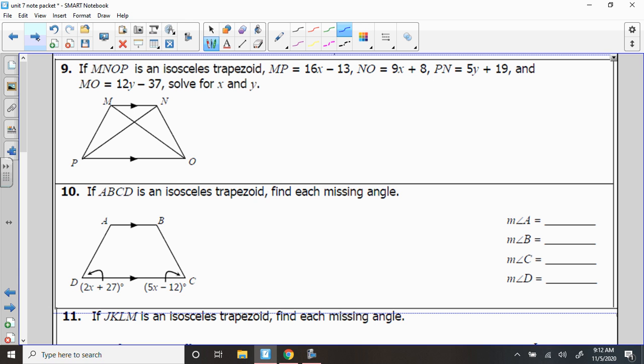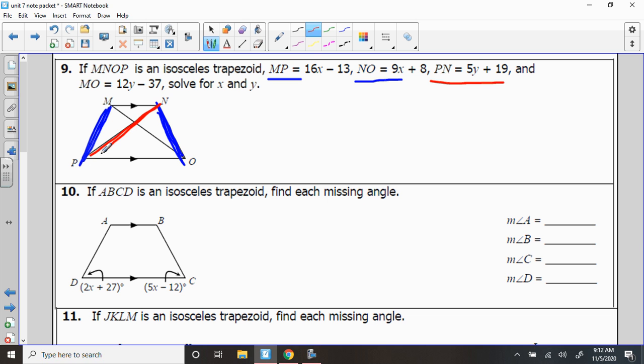All right, number 9. MP, that's a side or a leg, okay? That's our first one. I'm going to mark that in blue. NO, I'm also going to mark that in blue because they are equal. There's my two equal pieces. And then PN is a diagonal, and MO is a diagonal.